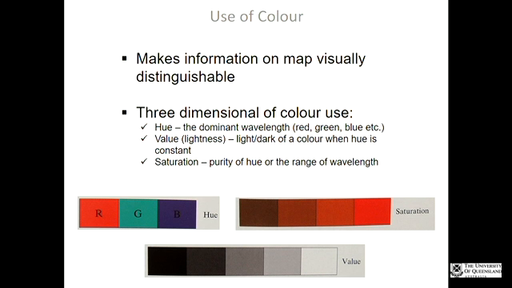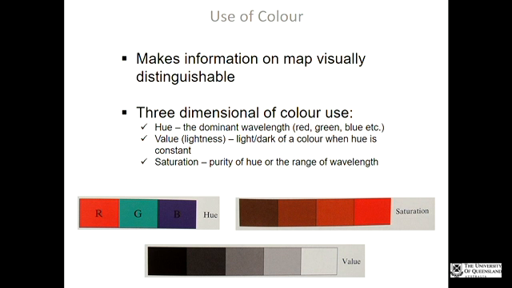Okay, so what about use of color? Color can be really useful for distinguishing between different elements of the map, and there are three dimensions of color we can use. There's hue, and the hue is essentially the color. It's the dominant wavelength, so whether it's red, blue, yellow, and so on. Then the value, which is how dark or light it is. So this is differences in hue, differences in color, and this is differences in value, going from dark to light. And then the final thing is saturation, the purity of the wavelength. If it's a pure red, it's going to look a bit like this, and this is a mixture of wavelengths, so it's less pure.